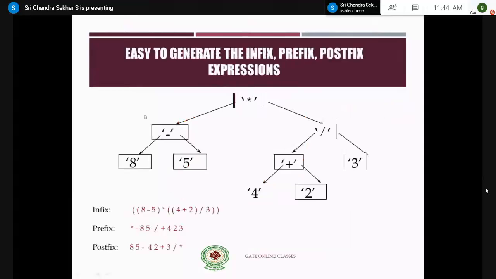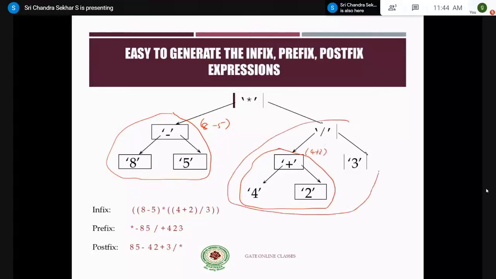Let me go through this. The resultant expression that is obtained, this we have discussed, right? This is 8 minus 5, put in parentheses, and this is 4 plus 2, and the result of this one is 4 plus 2 by 3, put in parentheses. And finally you combine these two things, right? So it becomes 8 minus 5 star 4 plus 2 by 3. Therefore this is the resultant infix expression.